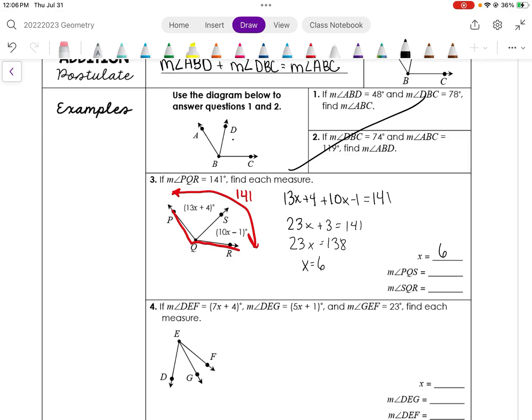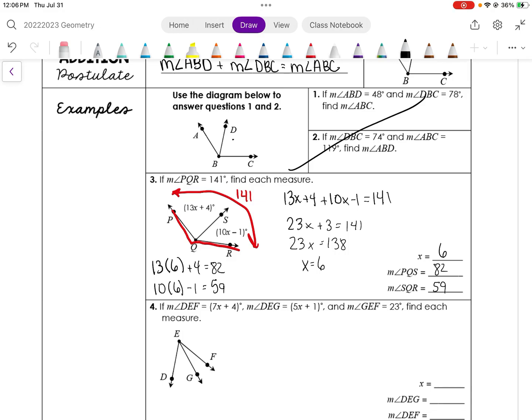Okay, so now let's just find the angles. It already gave us the whole angle, 141. It wants us to find PQS and SQR. So all you have to do is plug them in. PQS was that 13x, so 13 times 6 plus 4 is, let's see, 82. Okay. Then plug it into the other one. 10 times 6 minus 1 is 59.